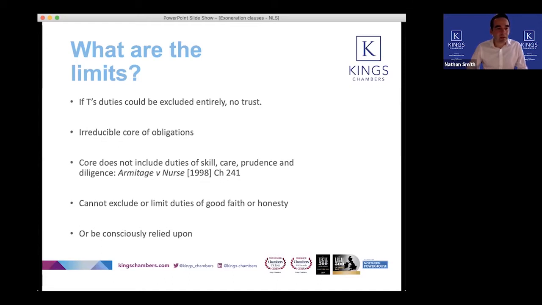So there is a limit, and that limit really is that fraudulent acts cannot be authorised. And there's another point that's always worth bearing in mind: you can't, as a trustee, consciously rely upon an exclusion clause to get you out of trouble when you're committing the act. They don't generally apply.